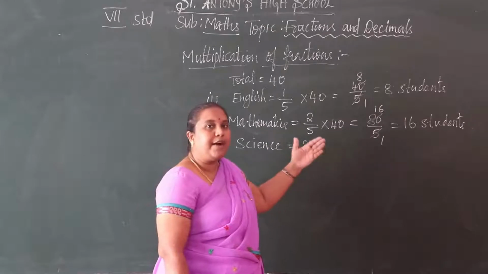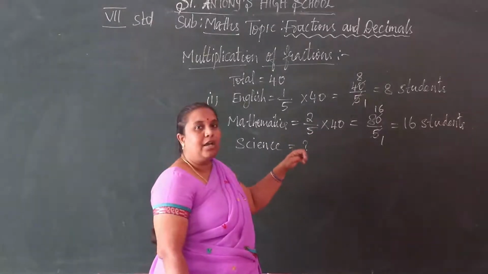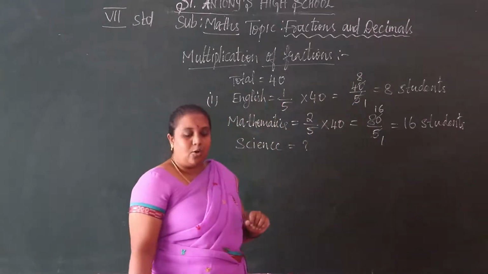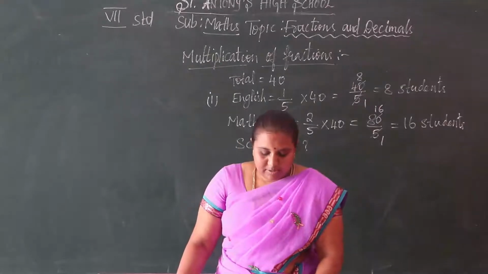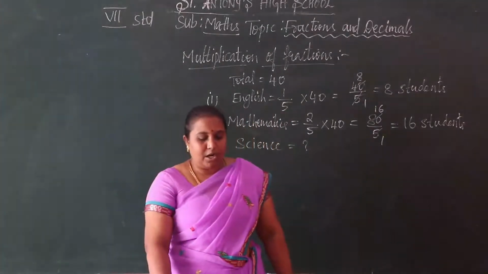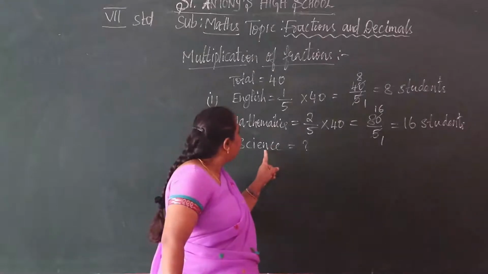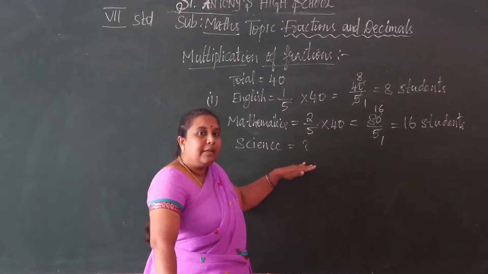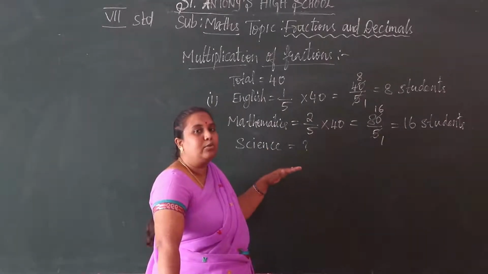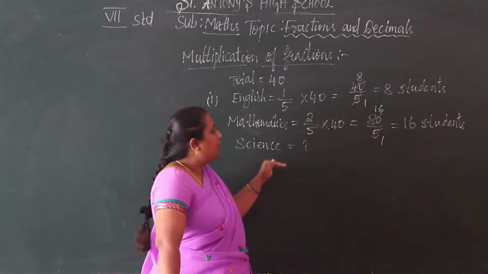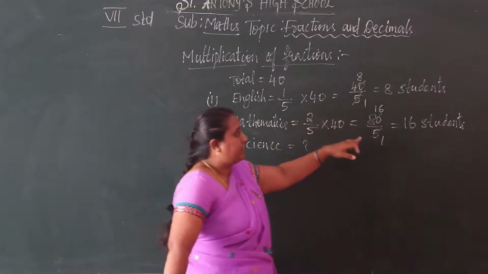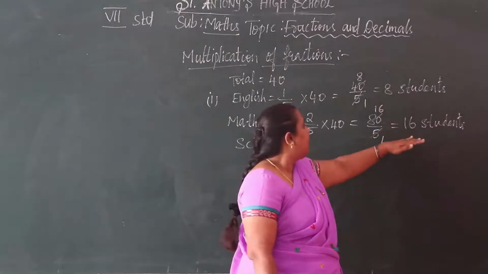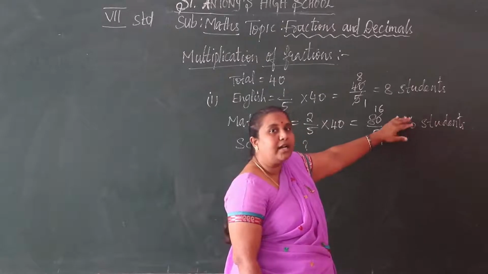Now we want to find out how many students like to study science. Here we want to find out science, which is not given in the question. So we need the remaining students. How do we find the remaining students? We add these two groups: those who like to study English and those who like to study mathematics.